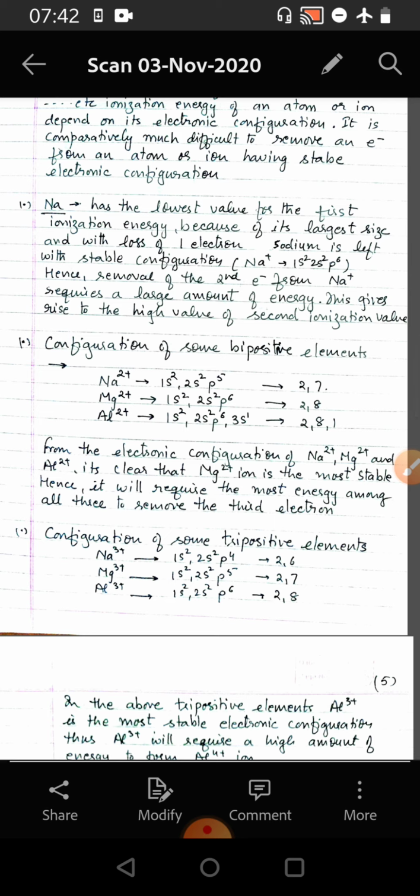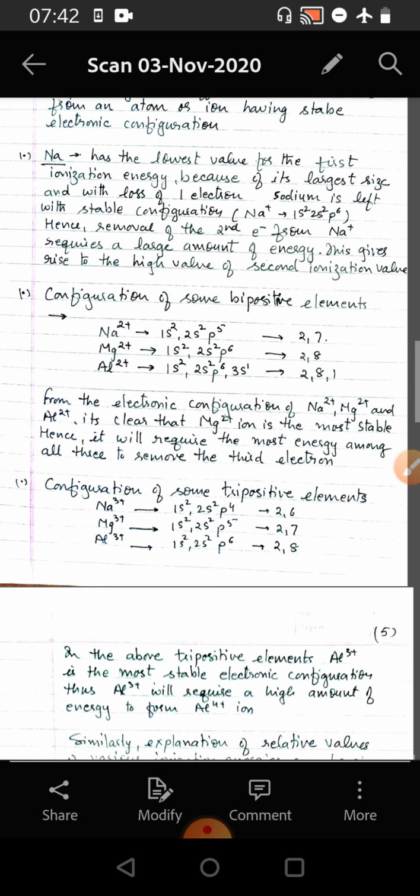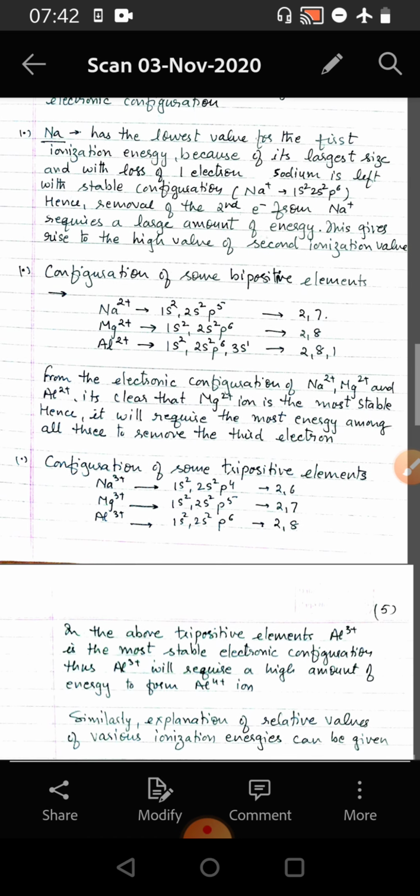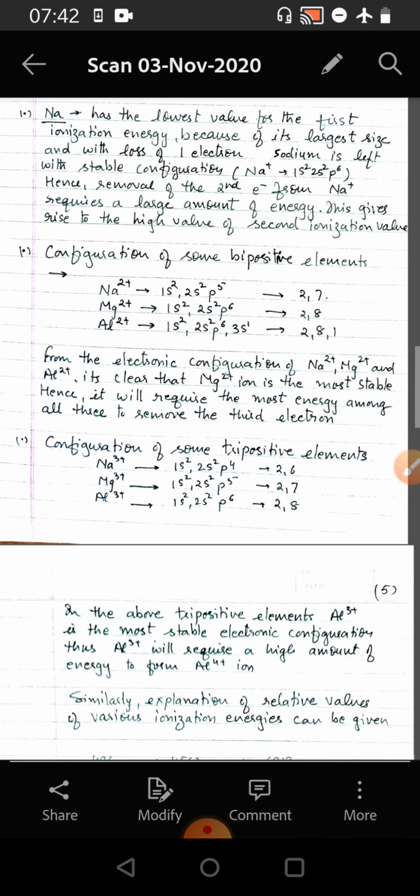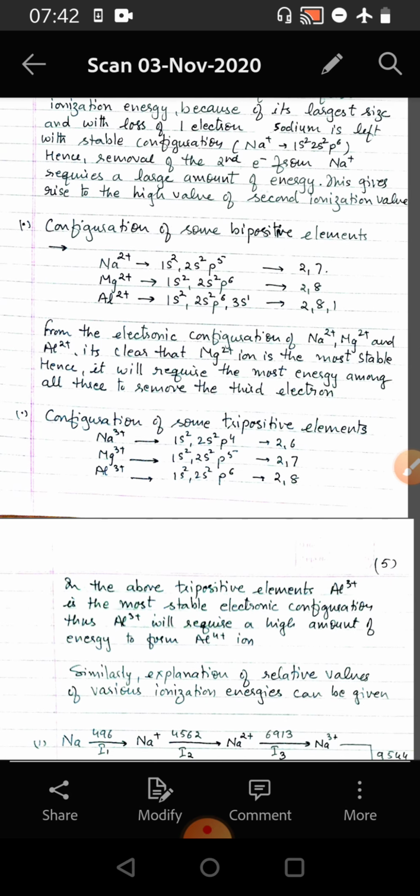So if we consider cases, then we see sodium has the lowest value for the first ionization energy because of its larger size, and with loss of 1 electron, sodium is left with a stable configuration. That is, from the sodium atom 1s2 2s2 2p6 3s1, it becomes sodium plus 1s2 2s2 2p6, which is a stable configuration. Hence, removal of the second electron from sodium plus requires a large amount of energy. This gives rise to the high value of the second ionization energy of sodium.